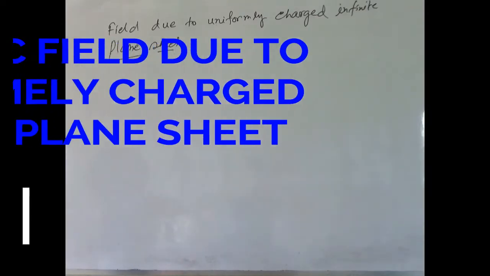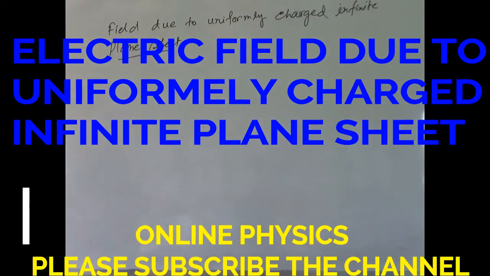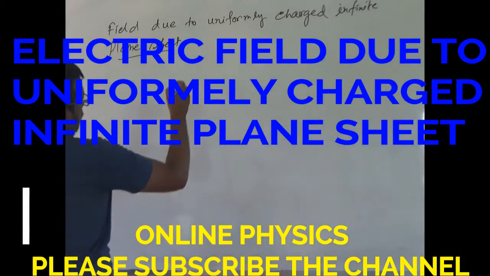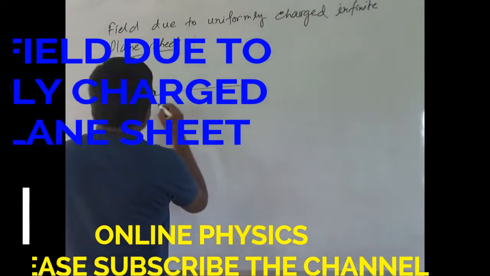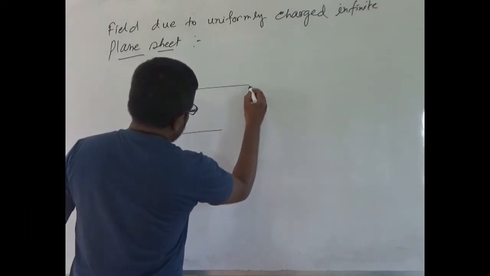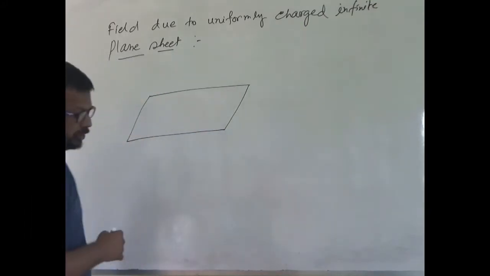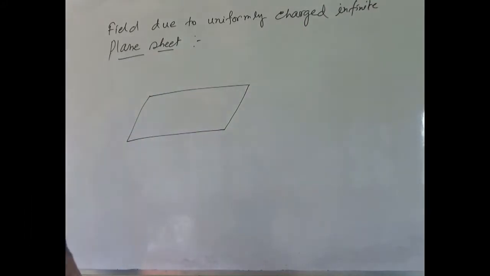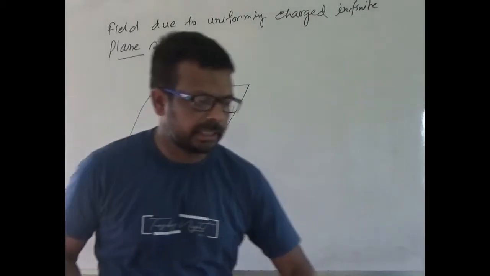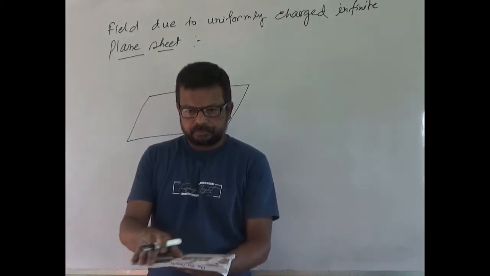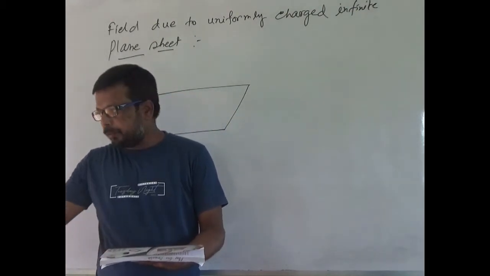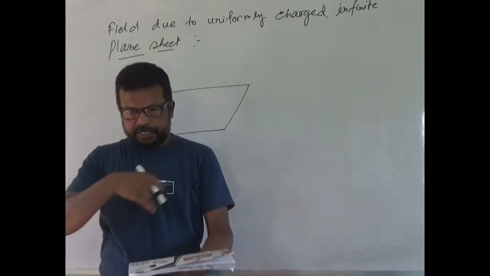Field due to a uniformly charged infinite plane sheet, applying Gauss's theorem. Now let us consider a thin infinite plane sheet. This is a plane sheet surface. Let us say this is the plane sheet, right? It extends up to infinity on all sides.